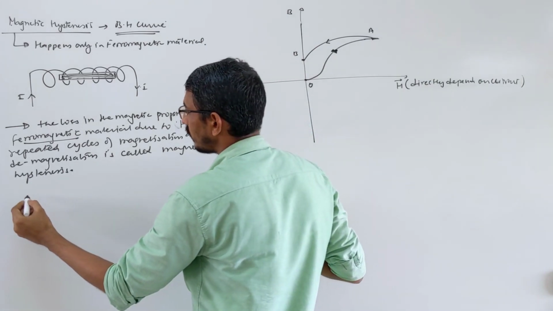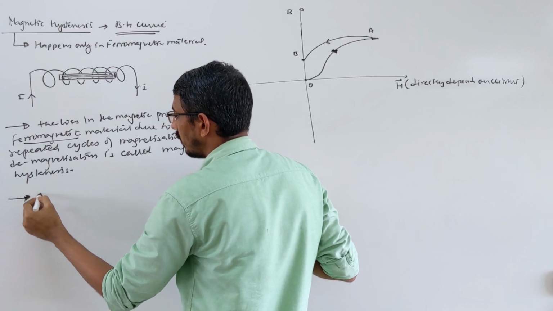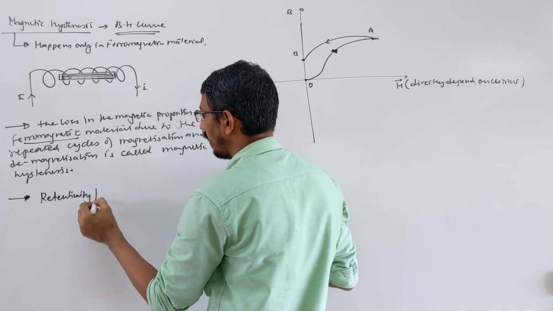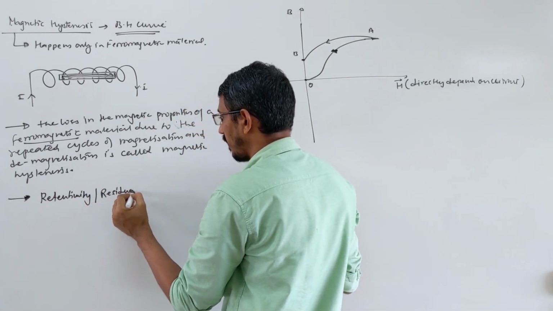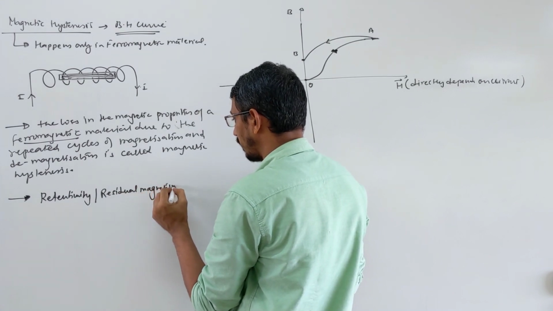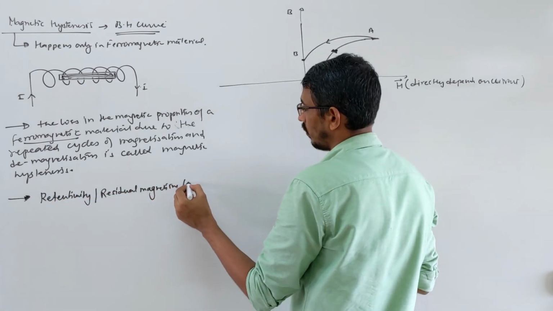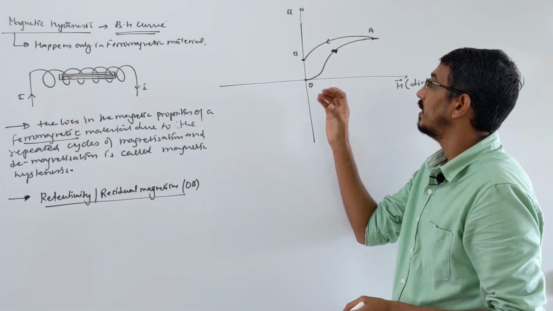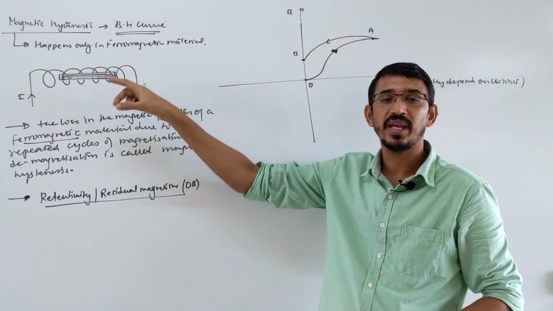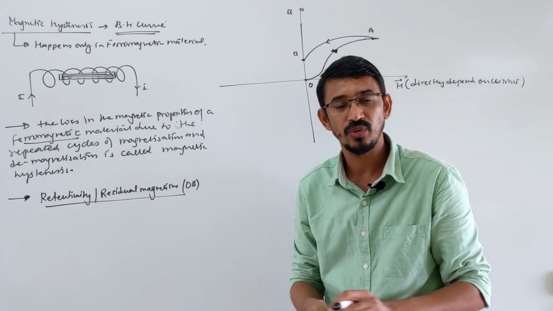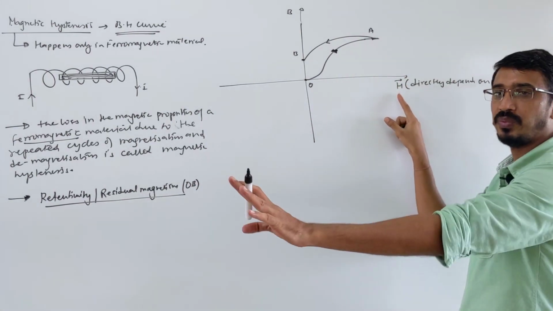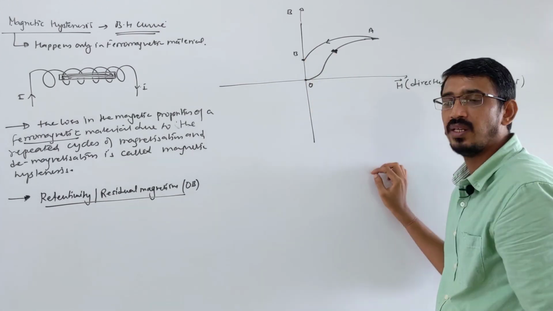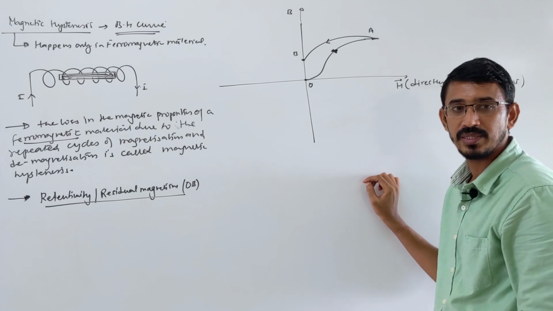So your OB is called retentivity, also called residual magnetism. In the graph, this OB value is called retentivity or residual magnetism. What is this? It is the magnetic field left inside that magnetic material when current is made 0. You have removed your magnetizing field H, which means you have removed your current. Current is 0, H became 0, still there is a magnetic field inside that material. That's called your residual magnetism or retentivity.